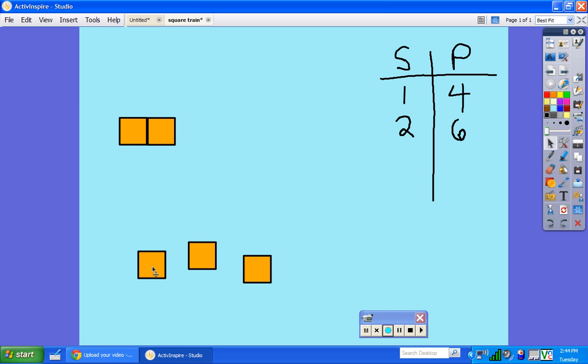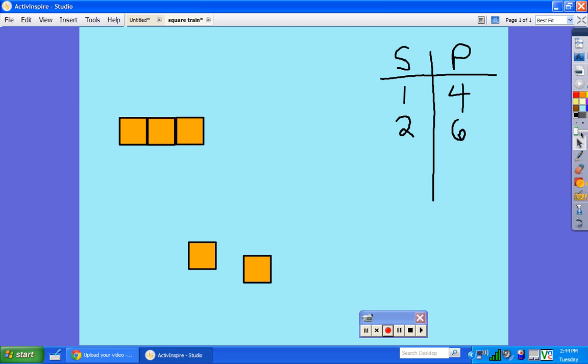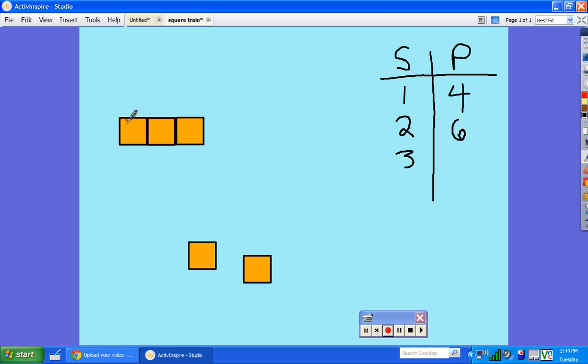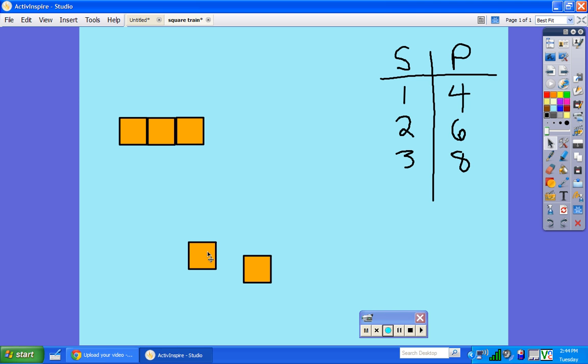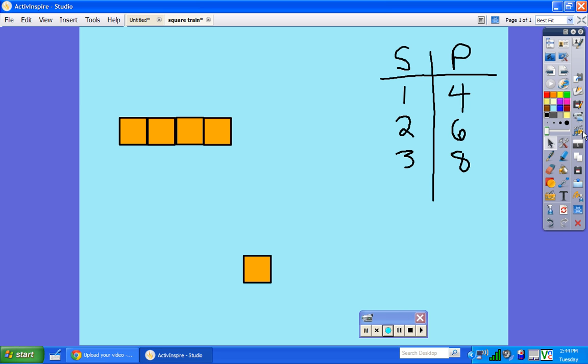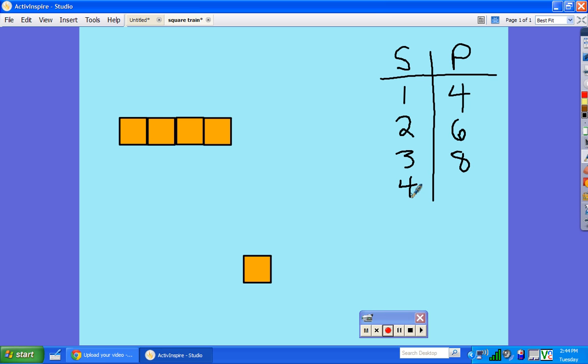We're going to keep adding squares on here, and now we have 3 squares in our train, and we have a perimeter of 1, 2, 3, 4, 5, 6, 7, 8. Okay, let's add just one more on. Okay, there is one more, and now we have 4 squares. And we have a perimeter of 1, 2, 3, 4, 5, 6, 7, 8, 9, 10.